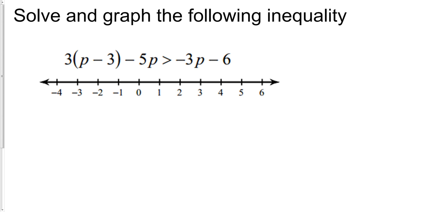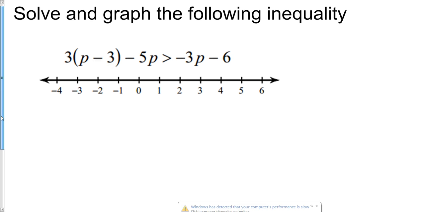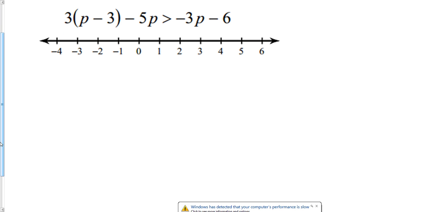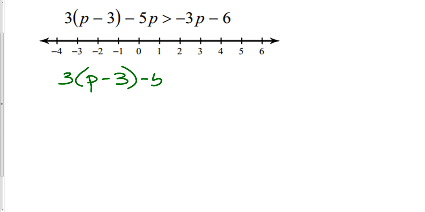So with that being said, here's our inequality. We want to solve this for P, and then we want to represent our solution set on the number line that's been given to us. Okay? So the first thing we're going to do, just like with solving an equation, is we're going to simplify each side. By simplify each side, I mean distribute, combine the like terms if possible, but simplify each side of the inequality.